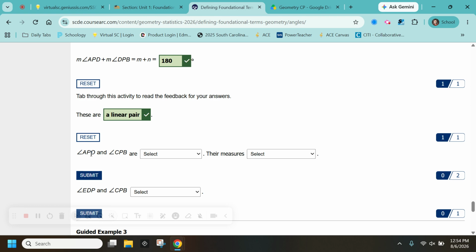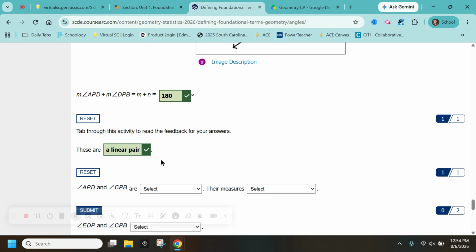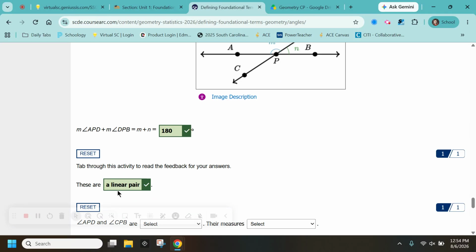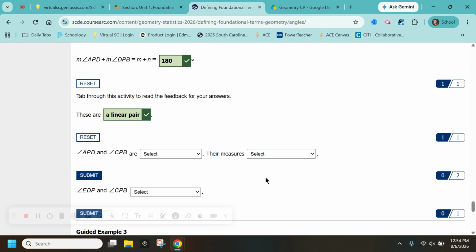Next we have APD and CPB. APD, so angle M, and CPB. And these are across from each other. They are vertical angles, so their measures are equal.